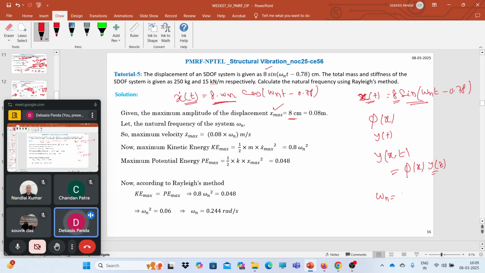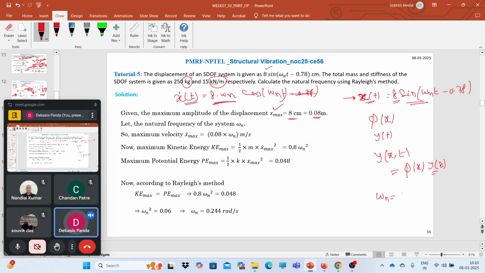So 8 here is in centimeter. We need to convert it to meter, because look here, the rest of the other units are provided in kilonewton meter. That means in meter. So the x max comes as 0.08 meter. If I differentiate this displacement quantity x of t equals 8 sine omega n t minus 0.78, we will have 8 omega n cos omega n t, right?